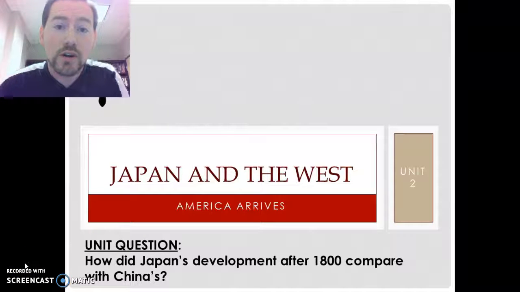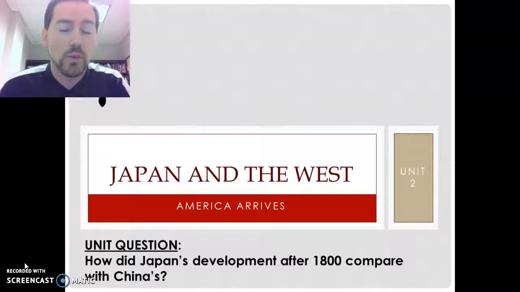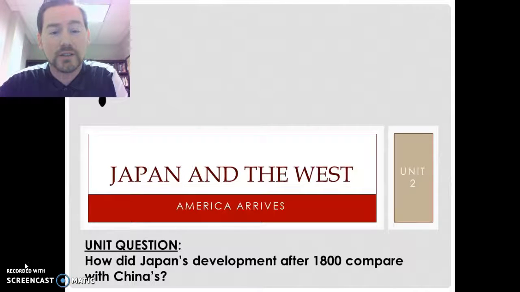We are moving on to Japan, and so we want to start looking at how Japan compares and contrasts with another country we've looked at, like China. So think about that throughout this unit. How did Japan's development after 1800 compare with China's? Don't forget all of the things we talked about with China, because those are all still important context that you need throughout this new unit.